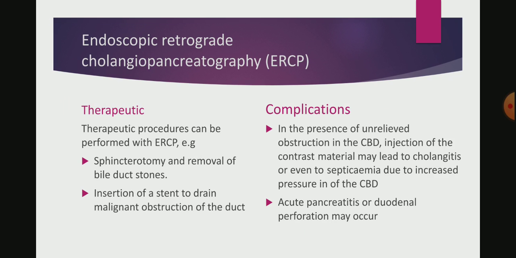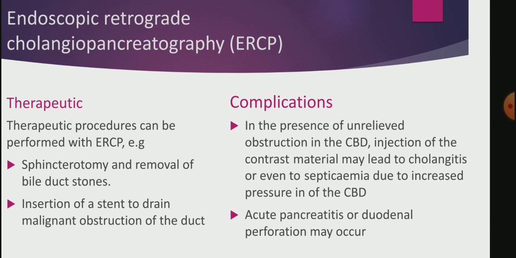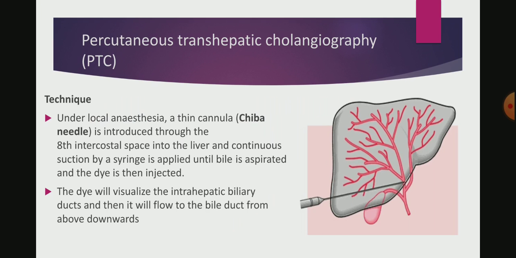Therapeutic procedures can be performed with the ERCP, for example, sphincterotomy and removal of the bile duct stone, and insertion of the stent to drain the malignant obstruction of the duct. Complication of ERCP: the presence of unrelieved obstruction in the CBD. Injecting the contrast material may lead to cholangitis or even septicemia due to increased pressure in the CBD, as well as acute pancreatitis or duodenal perforation may occur as a complication of ERCP.